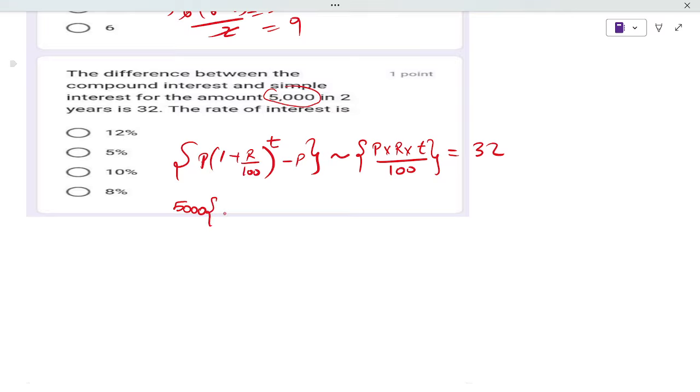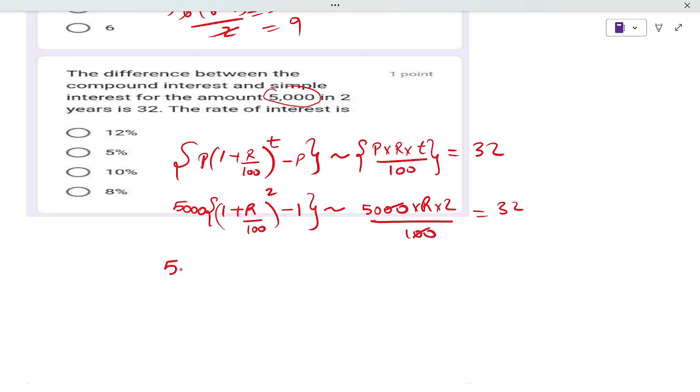Taking the principal 5000 common, we get 1 plus rate by 100, whole to the power 2 years, minus 1, minus rate into 2 years by 100, is equal to 32. Now 5000 taken outside. Here we use a plus b whole square, which is a square plus b square plus 2ab.